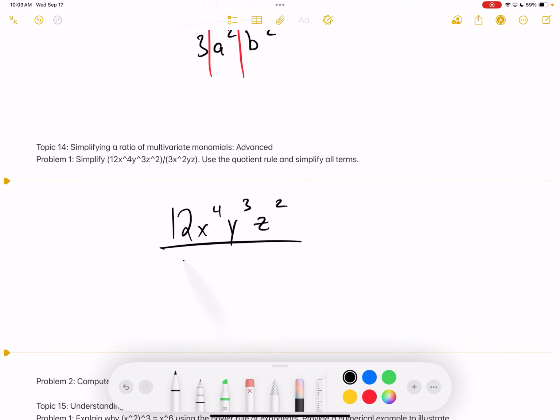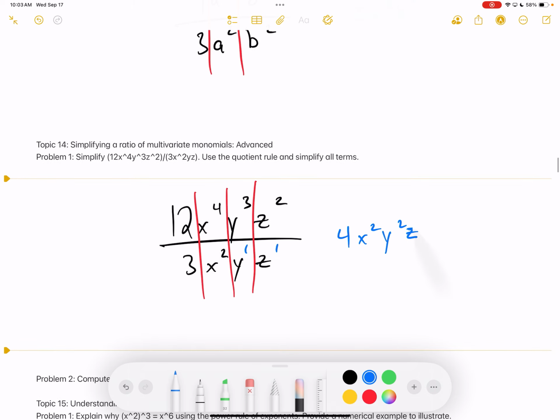So when you see these problems on Alex, they do not look very fun to do at all because it looks like a bunch. This is why I draw my lines and just kind of break it into 4 different problems. 12 divided by 3 is 4. 4 x's on top, 2 on the bottom, so I got an extra 2 on top. 3 y's on top, 1 on the bottom, so I got an extra 2 y's on top. 2 z's on top, 1 on the bottom, so I got an extra 1 z. You don't have to write 1 as the exponent there.